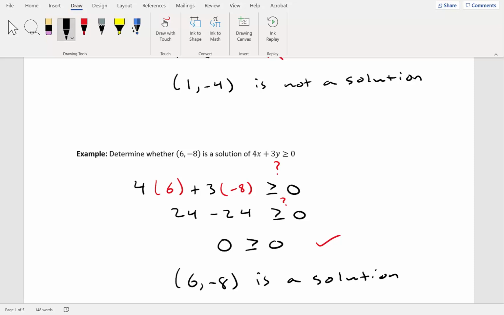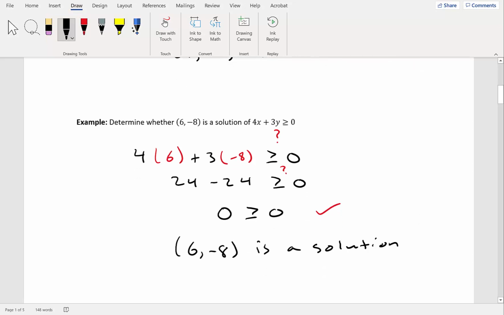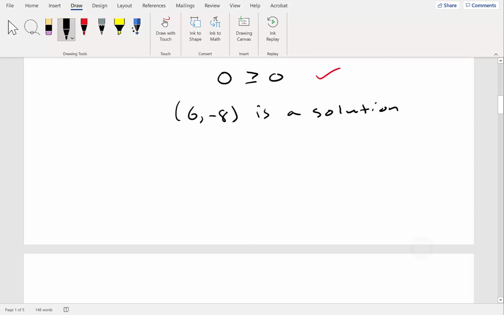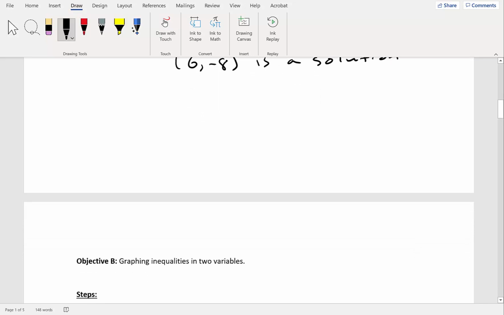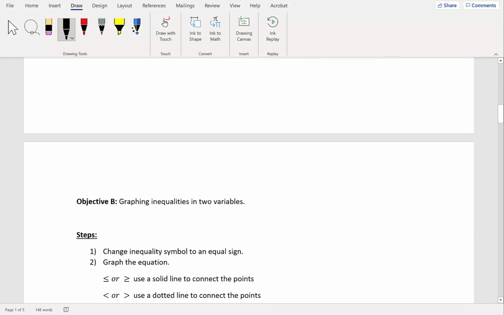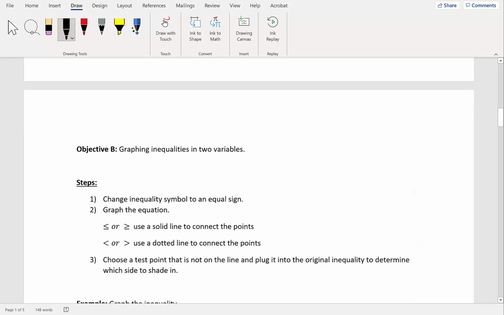Now, this is going to play an important role when we start graphing inequalities. So checking to see if an ordered pair is a solution or not is going to help us determine what side to shade in when we start graphing. Let's go ahead and take a look at our next objective. So we're going to graph inequalities in two variables.